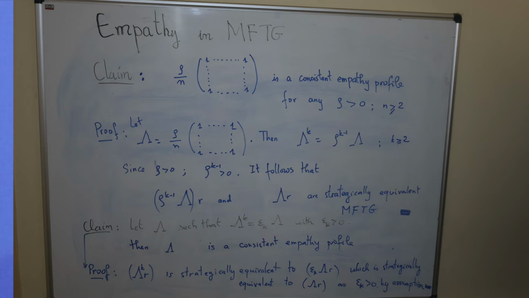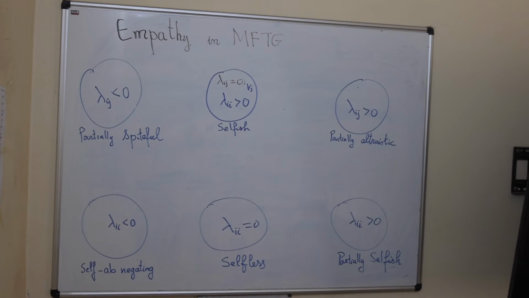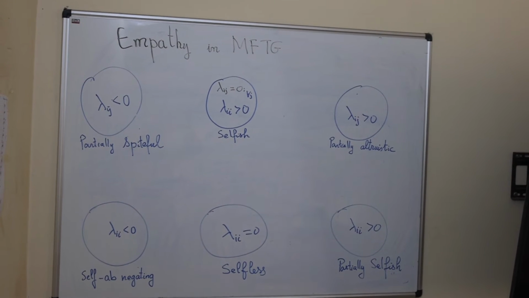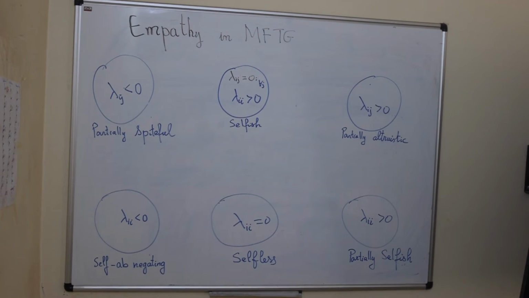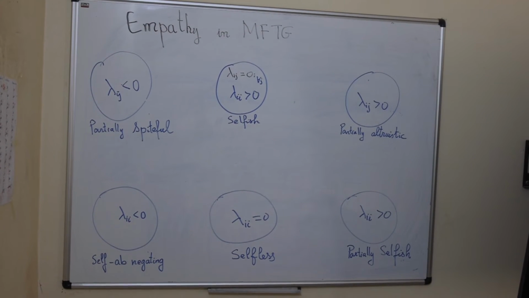Now, the same thing for lambda ii. Lambda ii could be 0. That's selfless. Lambda ii positive is partially selfish. And lambda ii negative is a self-abnegating agent i.